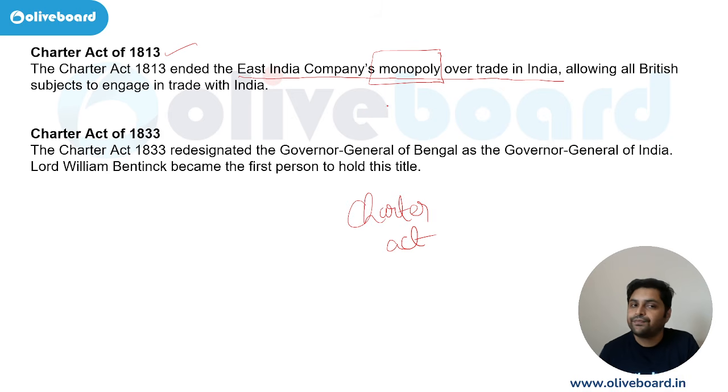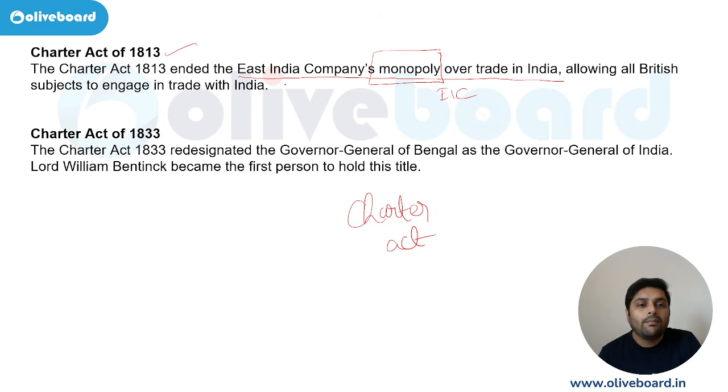This was ended. So the British ended the East India Company's monopoly over trade in India, allowing all British subjects to engage in trade. Now other companies will also come. So imagine Reliance is there and only Reliance is allowed to sell its products in India. That is called monopoly. And when I allow Airtel, Vodafone also, that is not monopoly. Now it becomes an open market.